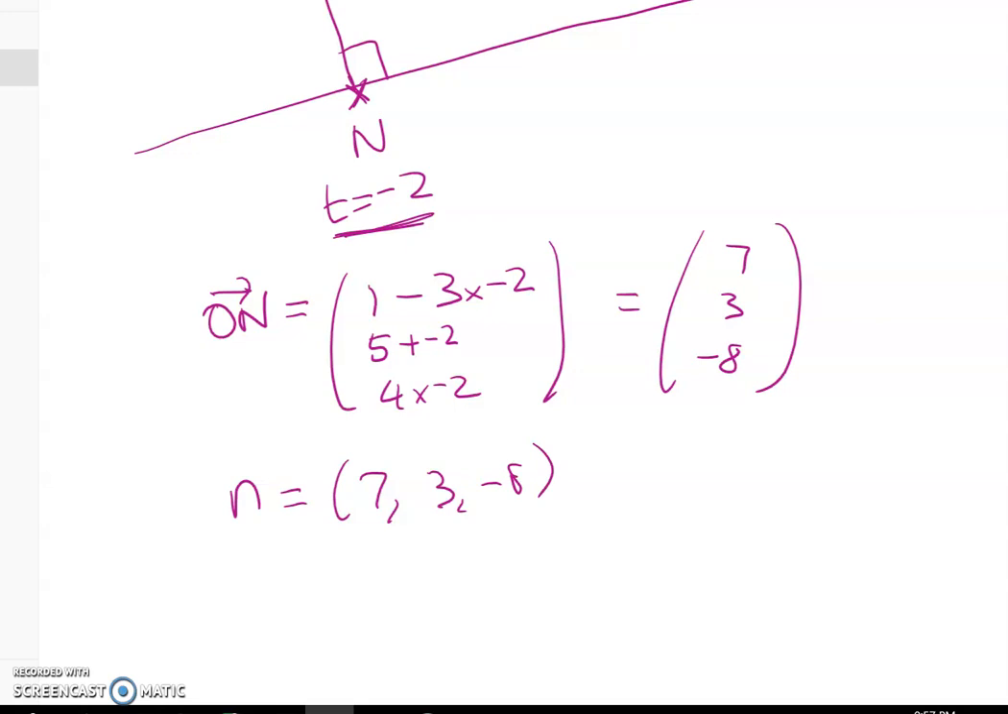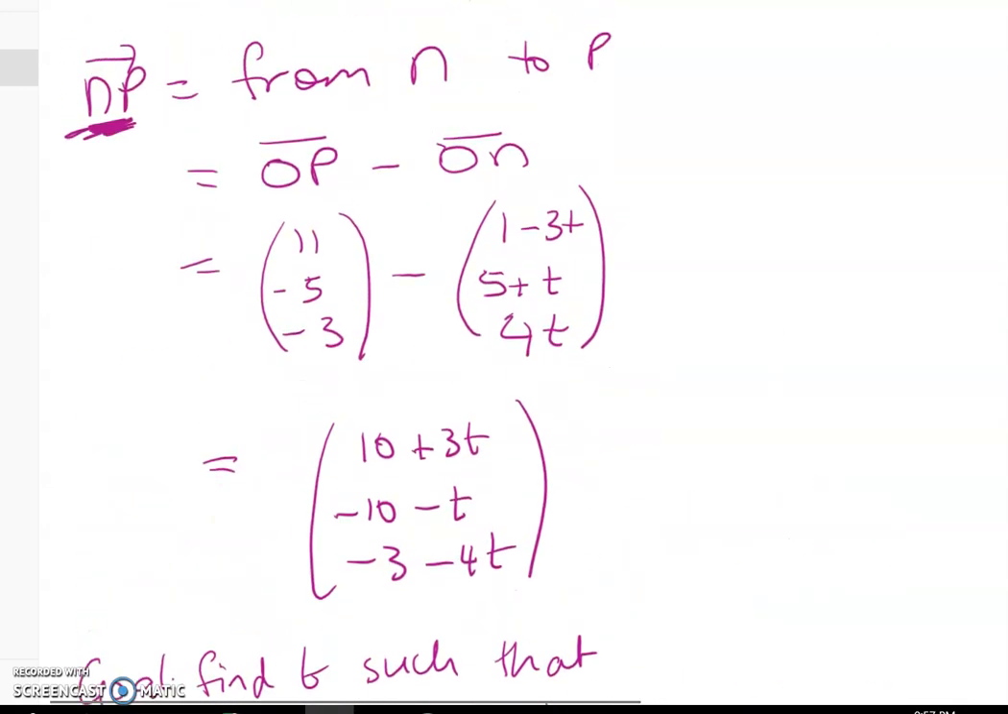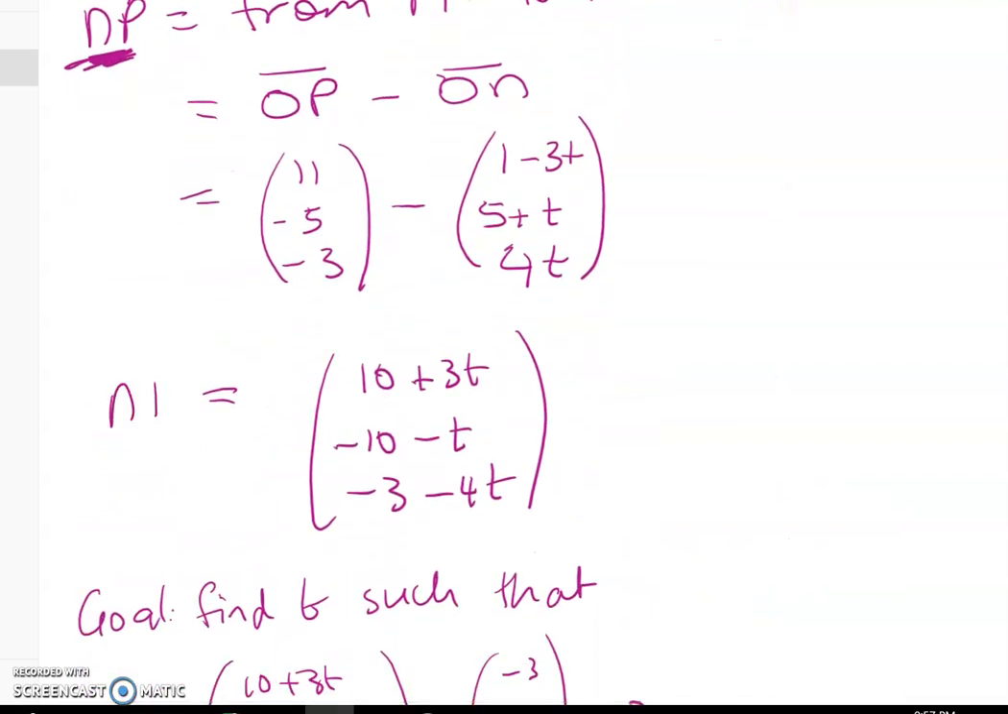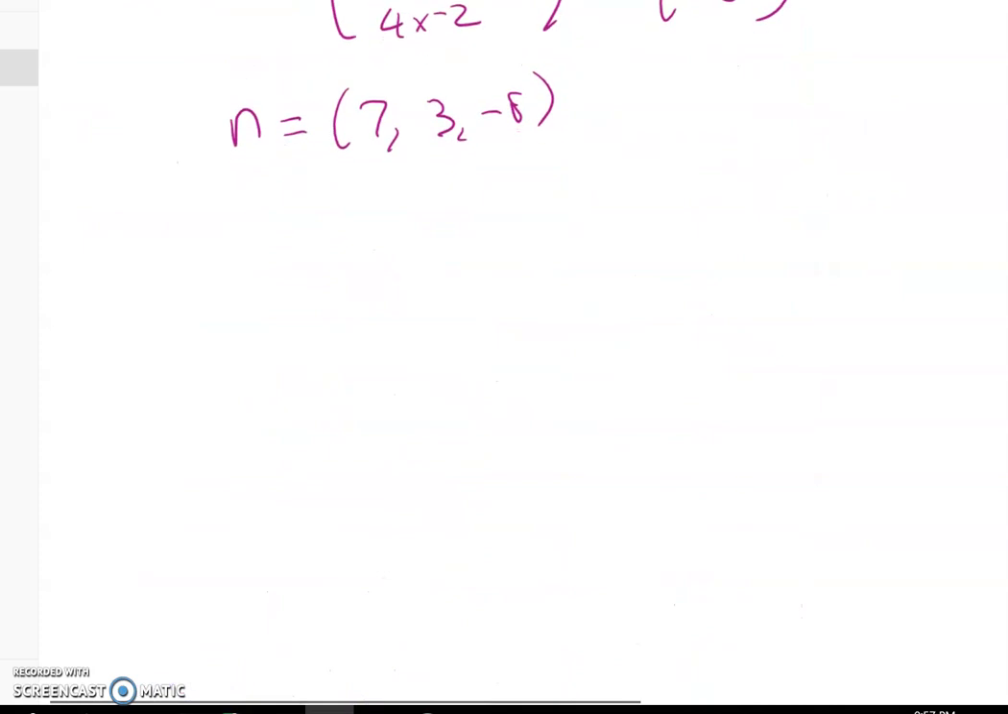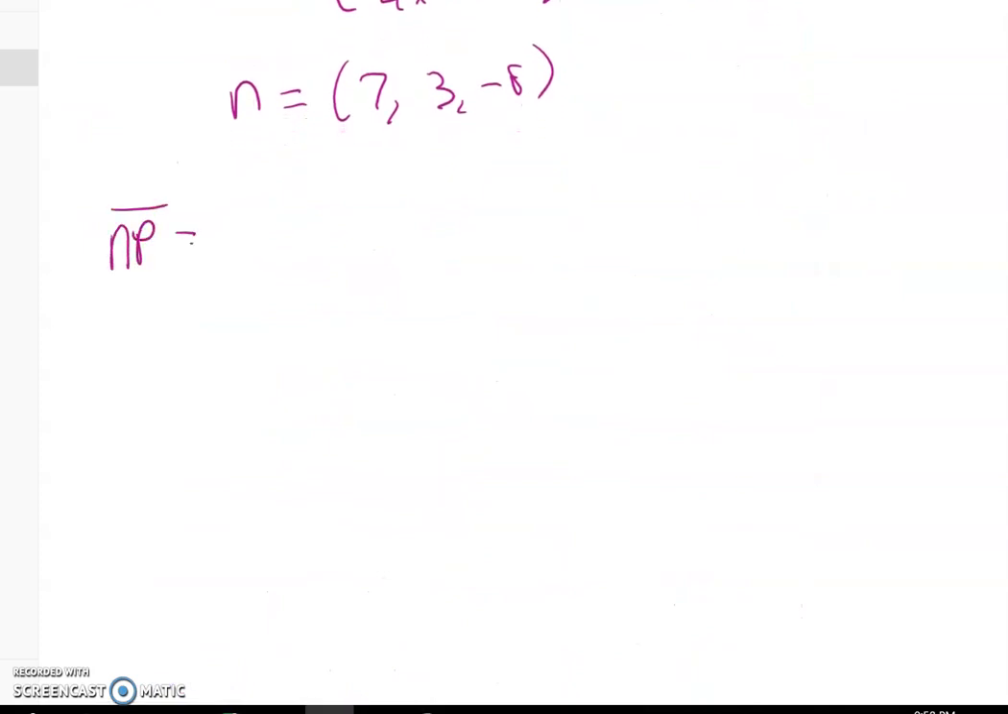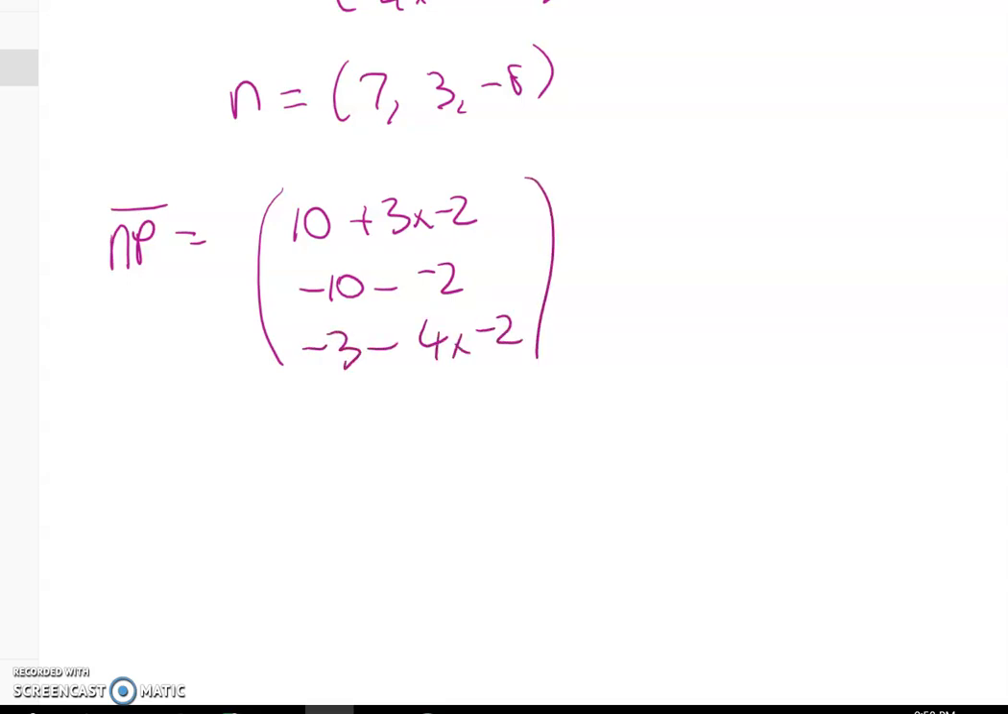Now, what about NP? Well, it's the same idea. I go up to here, and this is NP. So I'm going to substitute t is negative 2 into here, here, and here. So NP is equal to 10 plus 3 times negative 2, negative 10 minus negative 2, and negative 3 minus 4 times negative 2. And that gives me this vector. So this is the vector that gets me from N to P.